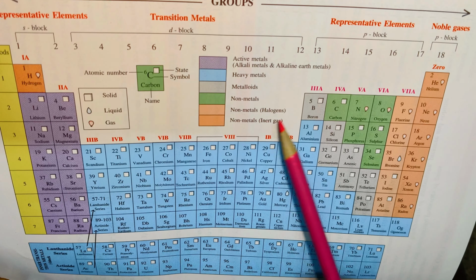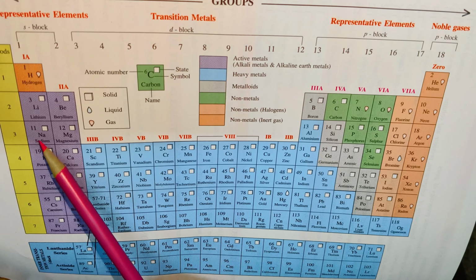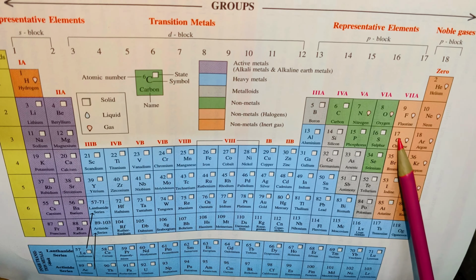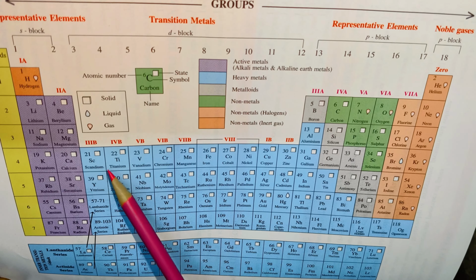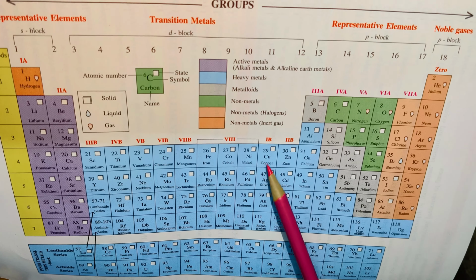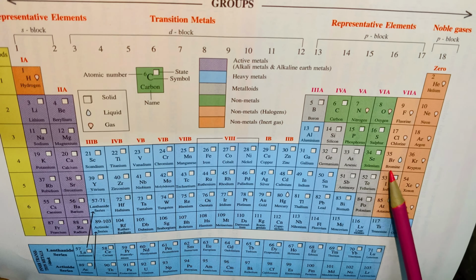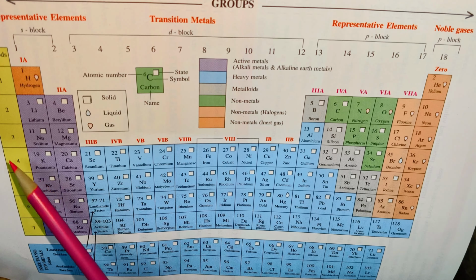Lithium, beryllium, boron, carbon, nitrogen, oxygen, fluorine, neon. Second period. Sodium, magnesium, aluminum, silicon, phosphorus, sulfur, chlorine, argon. Third period. And potassium, calcium, scandium, titanium, vanadium, chromium, manganese, iron, cobalt, nickel, copper, zinc, gallium, germanium, arsenic, selenium, bromine, krypton. So this is the fourth period.